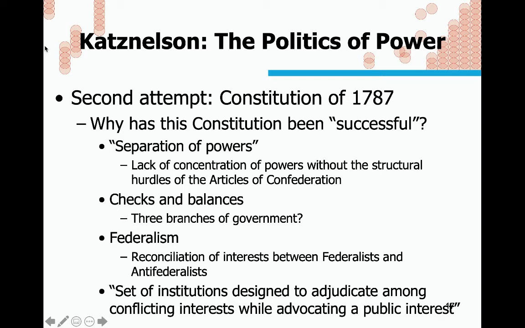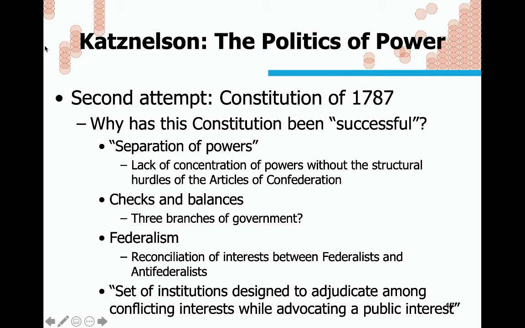But some of the reasons that Lowy advocates that explain the success of the United States is the separation of powers, the lack of a concentration of powers without the structural hurdles of the Articles of Confederation. This is true. Checks and balances among these three branches of government. This is going to be a theme. We'll talk more specifically about federalism, that we have states and we still have a central federal government.